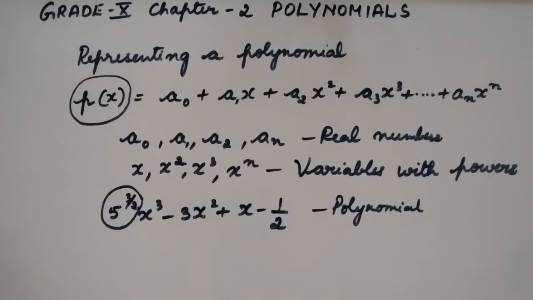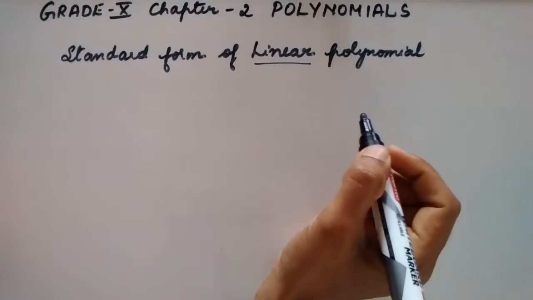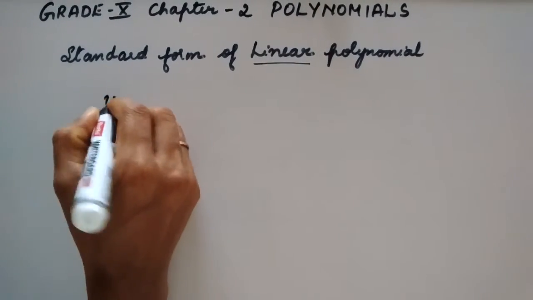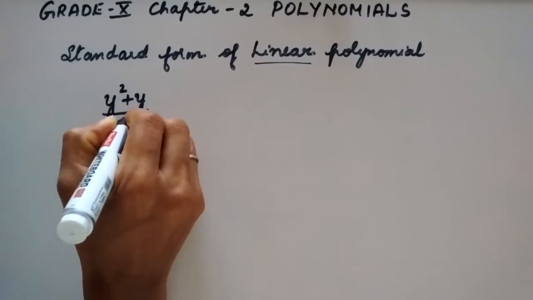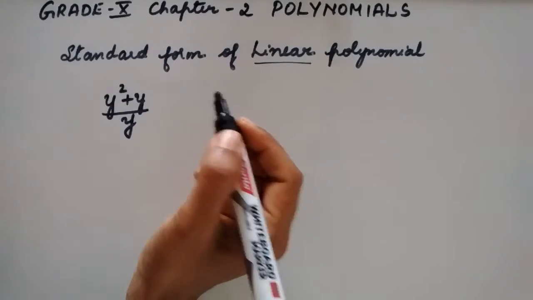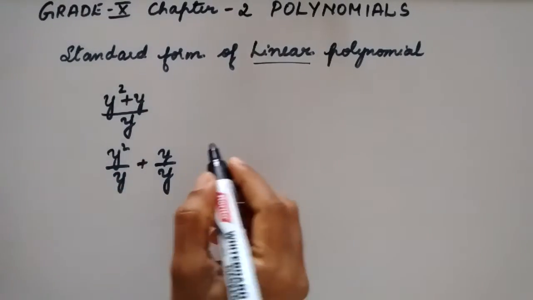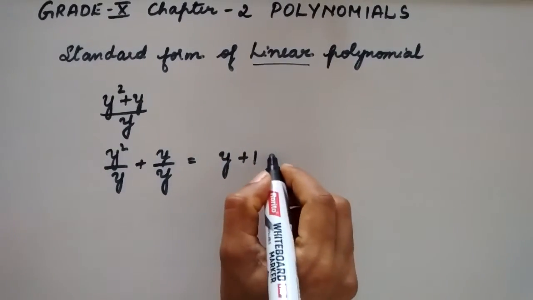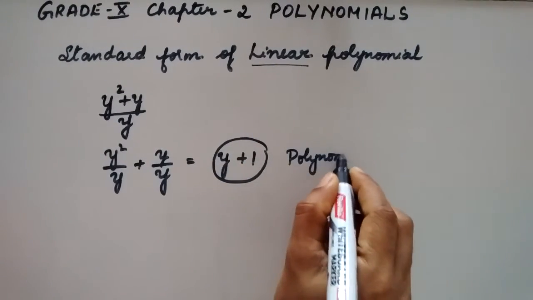So next let us understand the standard forms of different types of polynomials. Standard form of linear polynomial. So let me have a polynomial y square plus y by y. Let me simplify this. Y square by y plus y by y. I get y plus 1. So, is this a polynomial, students? Yes, it is a polynomial.